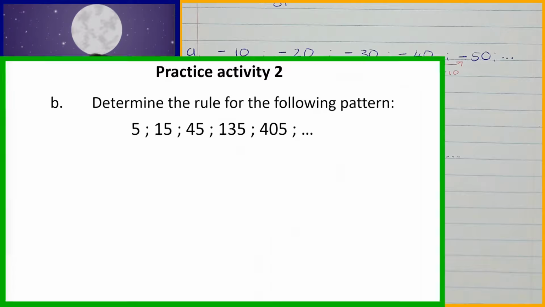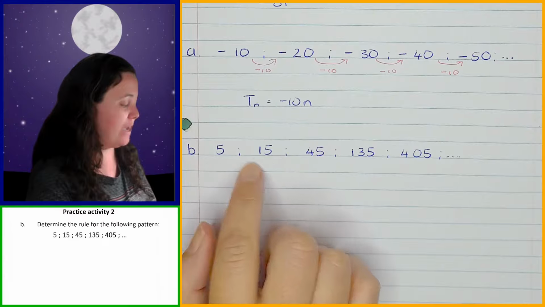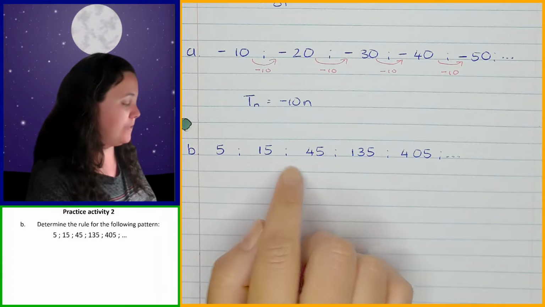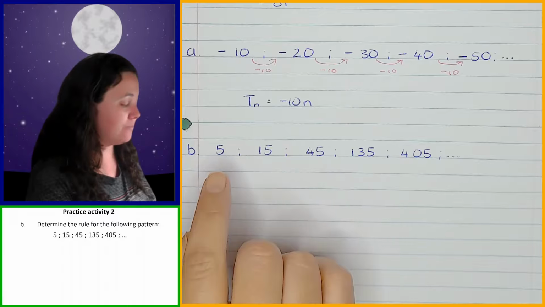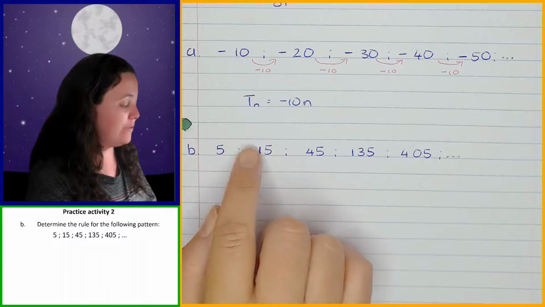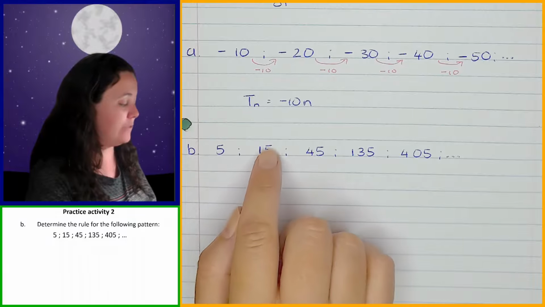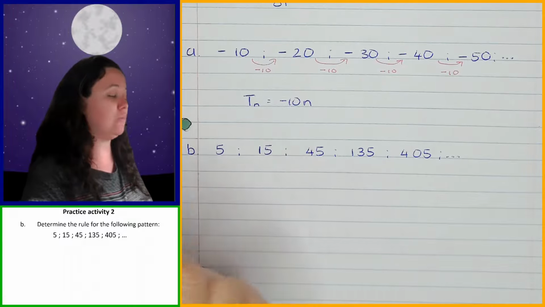Okay, so let's go through that. Right, so in this one, like I said, the first thing we're going to check for is a constant difference. So from 5 to 15, I'm adding 10. From 15 to 45, I'm adding 30. So that's not a constant difference, okay? Now, the next thing we're going to check for is a constant ratio. From 5 to 15, I'm multiplying by 3. From 15 to 45, I'm multiplying by 3. So because those are the same, I'm going to assume that it's the same all the way through.